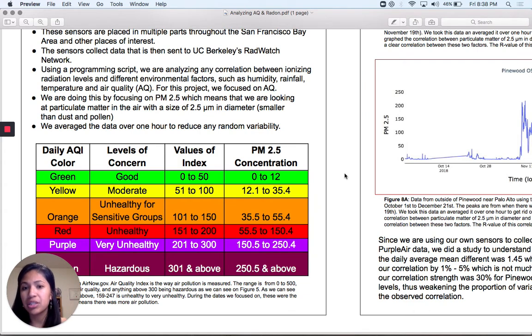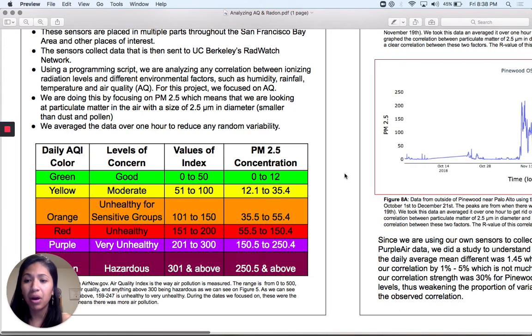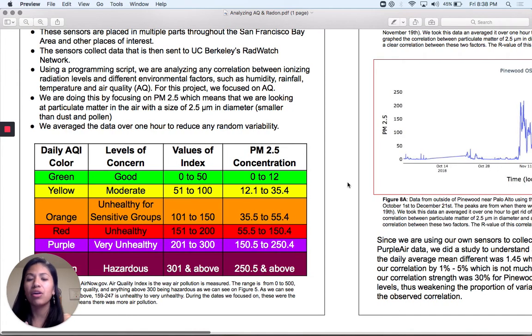For this project, I focused on air quality, and more specifically, I focused on PM 2.5, which means that we are looking at particulate matter in air with a size of 2.5 micrometers in diameter. So those are the particles in the air that are smaller than dust and pollen. We averaged the data over 1 hour to reduce any random variability.